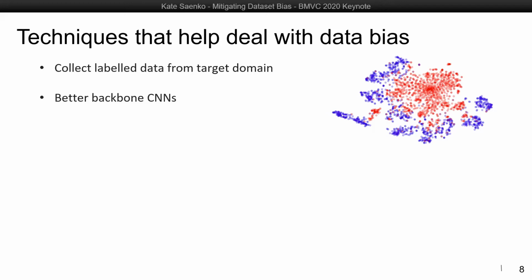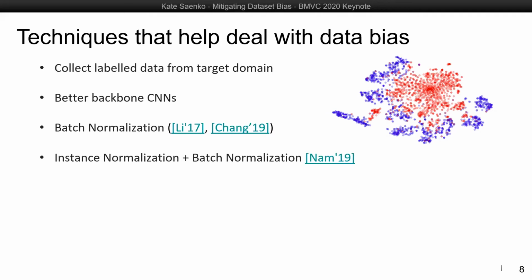Fortunately, there are techniques we can use to help us deal with this dataset bias. First of all, some simple techniques: we can collect labeled data from the target domain, but in many cases we're not able to do that, or it's very expensive. Another thing we can do is use a better backbone network, which tends to reduce domain bias. We can also use the simple technique of batch normalization, or domain-specific batch normalization, which tends to help. We can combine that with instance normalization, which also tends to help.